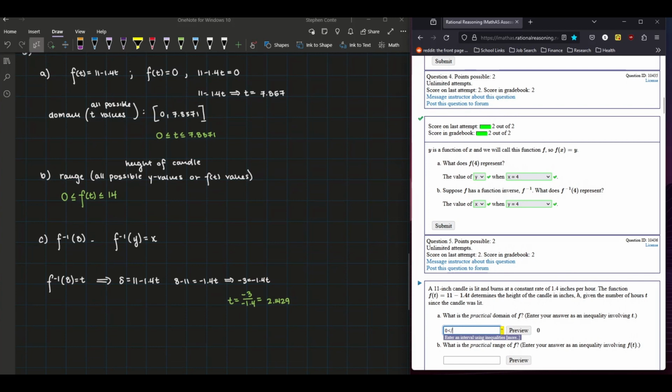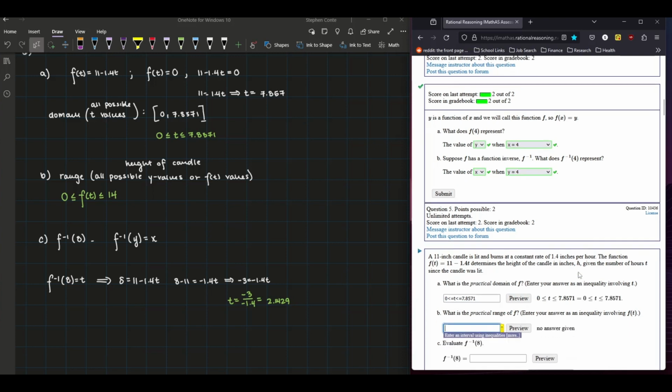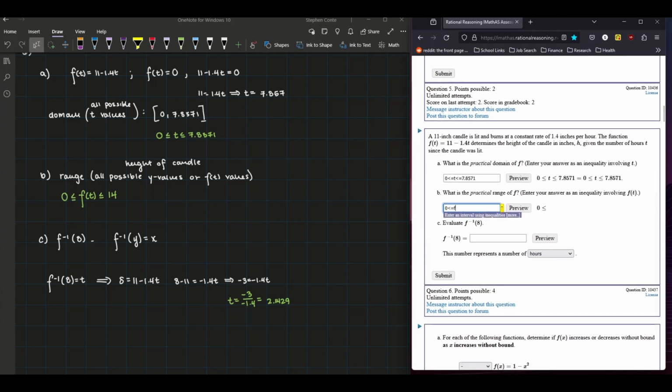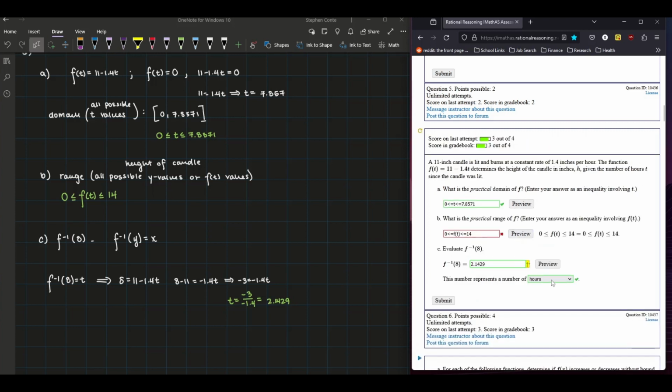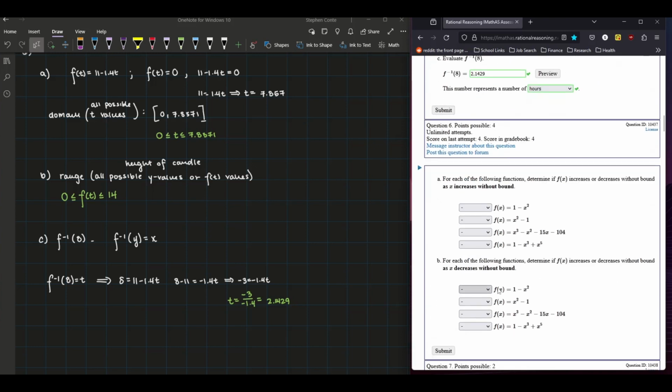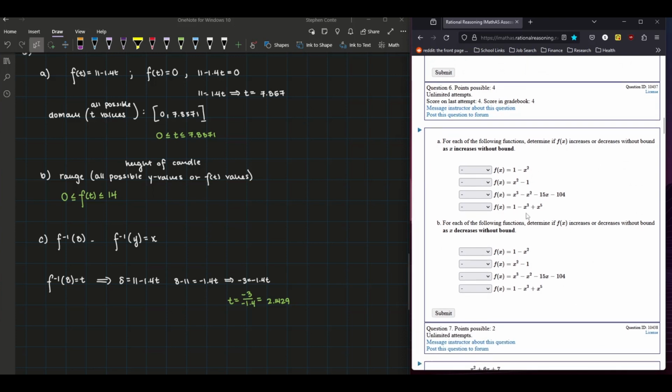All right, let's plug in the answers that we just found, right? So 0 is less than or equal to t, which is less than or equal to 7.8571. Practical range goes between 0 less than or equal to f of t less than or equal to 14. F of negative 8 we said is 2.1429, and we just said that it's in hours. Oh, not 14, sorry, 11. Okay. Number 7.